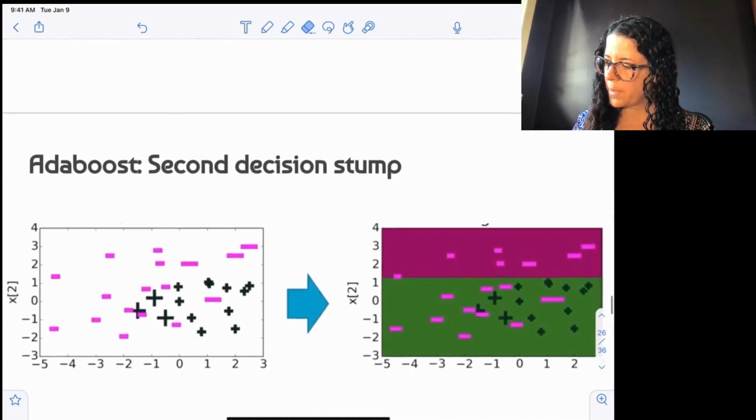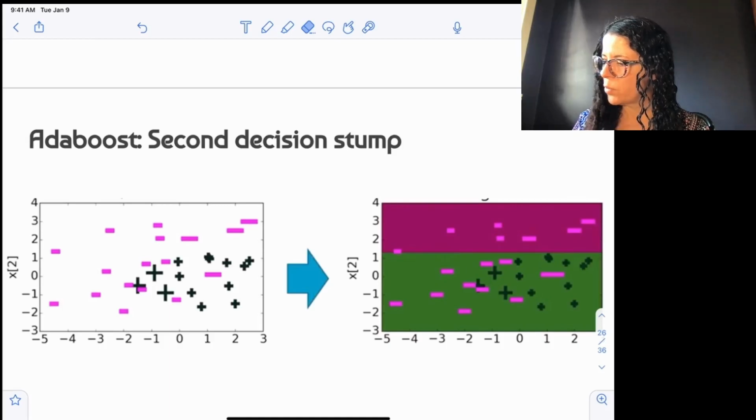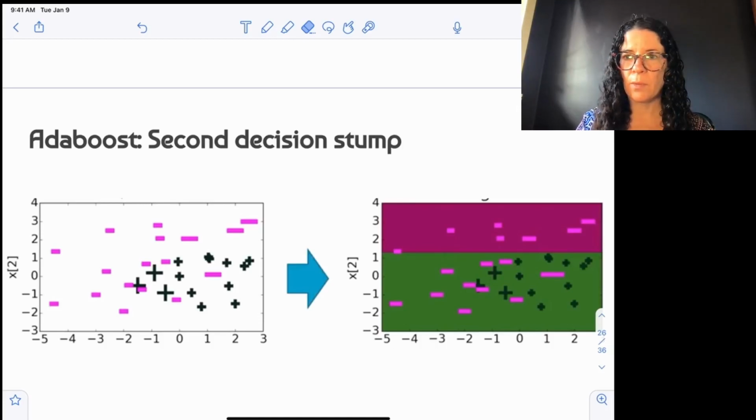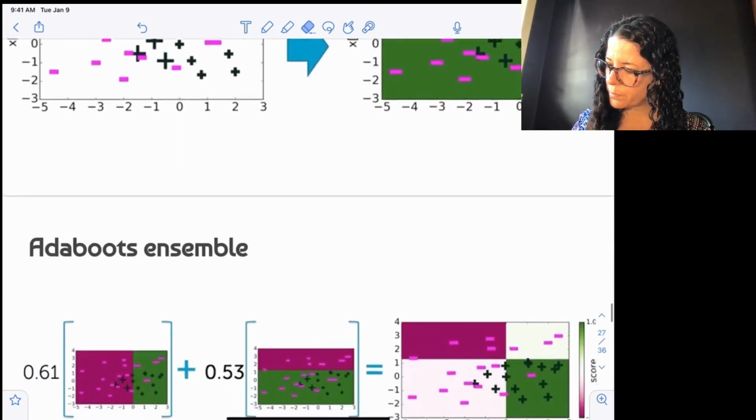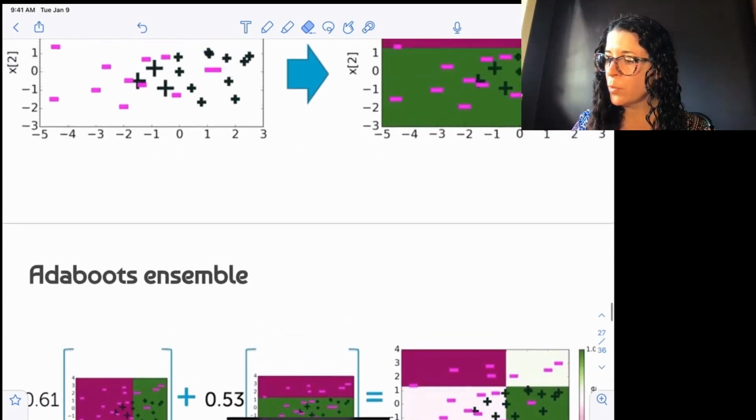By doing that, we now have another decision stump that divides the space into these two parts, where everything in green gets to be a plus, and everything in purple gets to be a minus. After this happens, we again reweight all of the examples, and then we keep going.